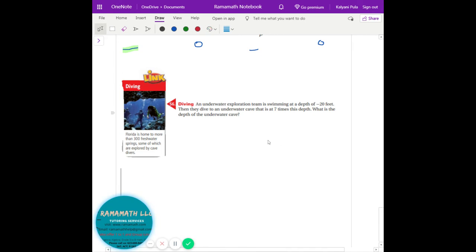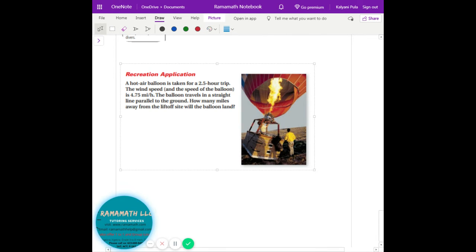Very good. So that's negative 140, because basically you're multiplying. 20 times 7 is 140, but positive times negative is negative. Good work. All right, let's look at the next, another real world application.